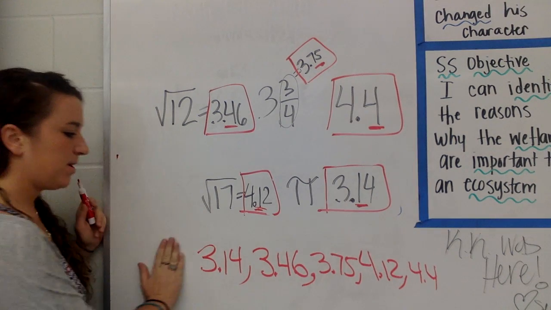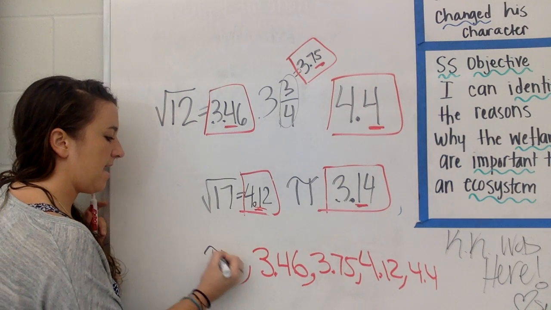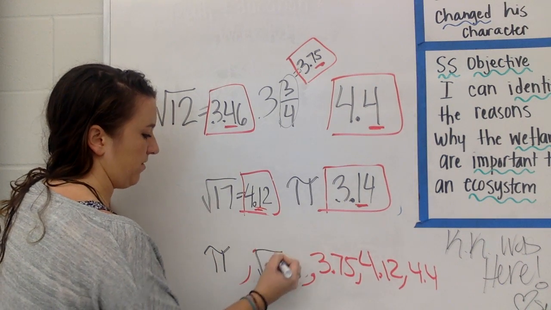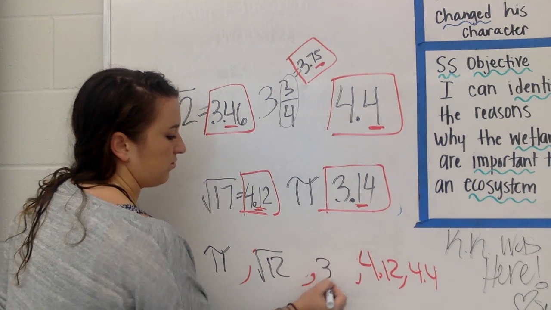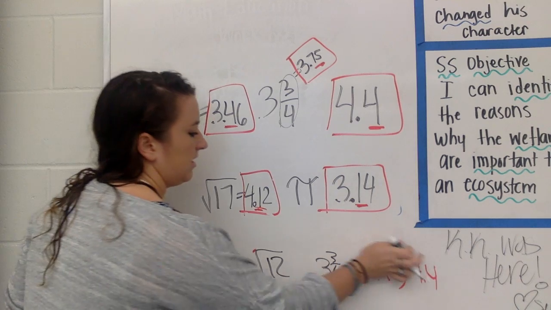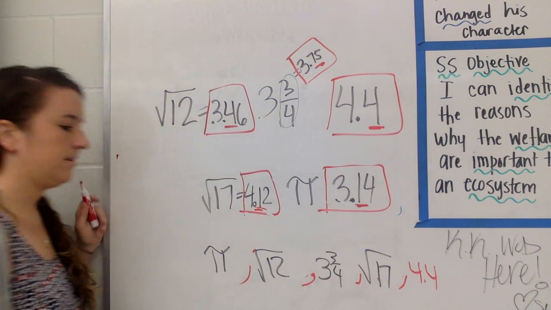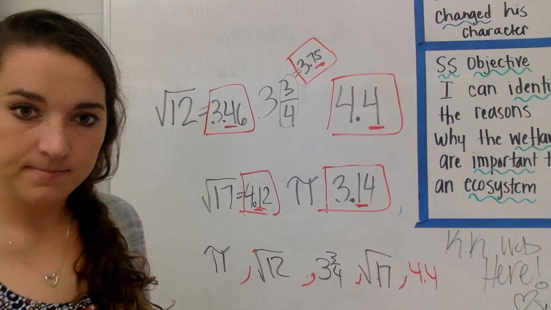Last thing that we do is we go in and we substitute back in the original number. So here is pi. 3 and 46 hundredths was an approximation for the square root of 12. 3 and 75 hundredths was 3 and 3/4. And then this one was square root of 17. So there are numbers in order from least to greatest.